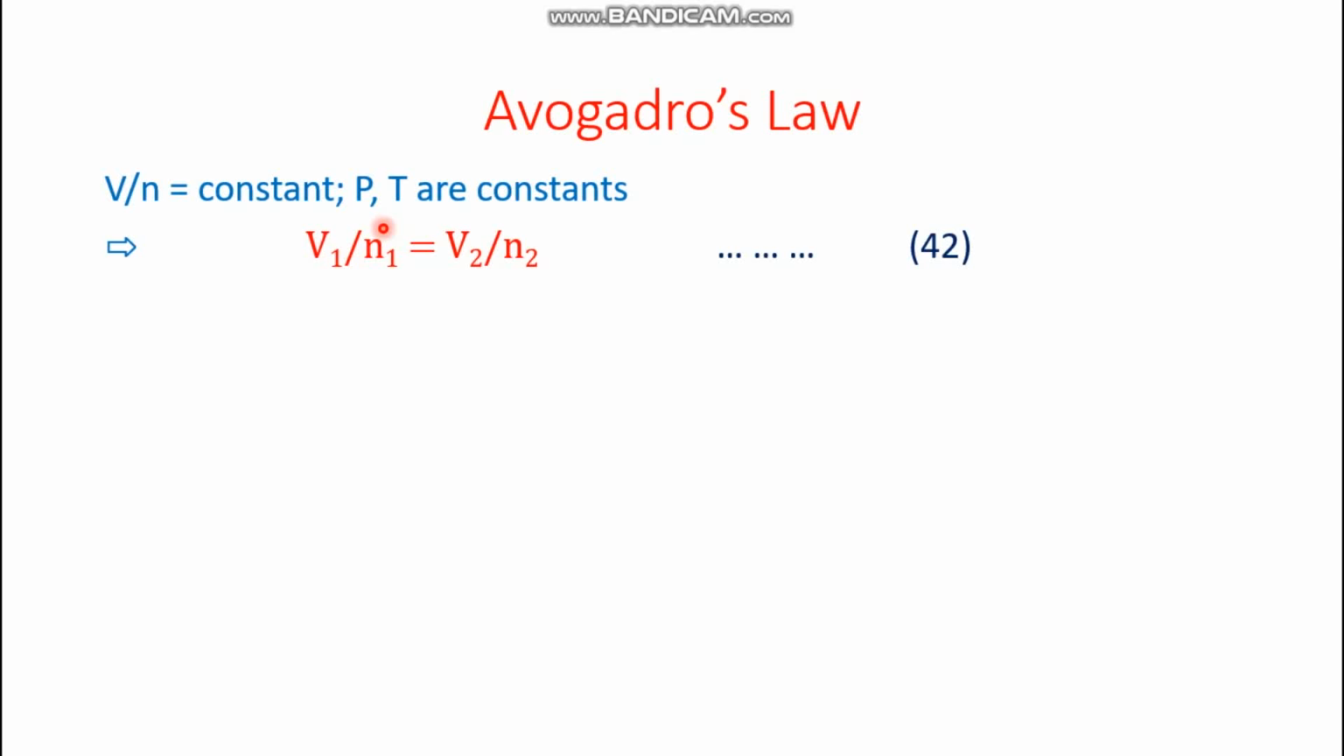Avogadro's law is actually at constant pressure and temperature. If two gases have the same number of moles, then they would have the same volume. So mathematically we can say that V1 by n1 equals V2 by n2, and this is equation number 42.